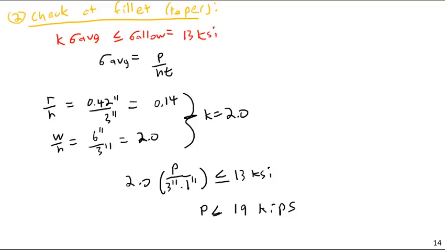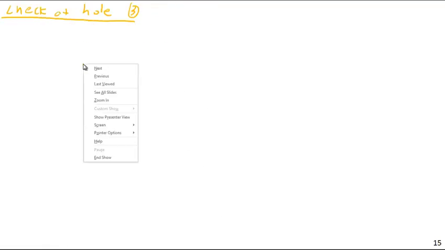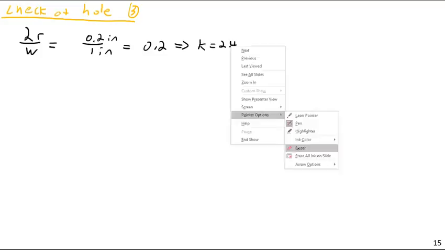Finally, I need to check this at the hole, which is location 3, I labeled. And I am told to use the stress concentration factor, again from the same table. 2R over W, which is going to be equal to 0.2 inches over 1 inch, equals 0.2, and that leads us to a stress concentration factor of 2.45. Just following the equations in the table.